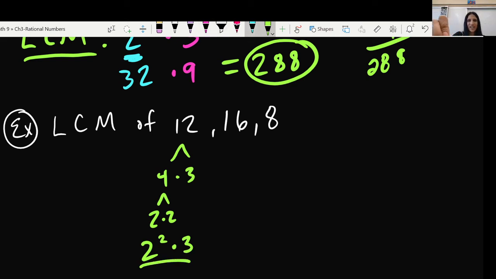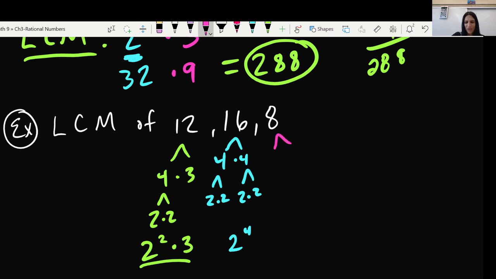I'm going to do the next one in a different color so we can keep track of it. This would be 4 times 4, and this would be 2 times 2, and this would be 2 times 2. So I would end up getting 2 to the 4 in this case, which maybe you already knew, but that's okay. We went through it. Here we'd have 2 times 4, and here we'd have 2 times 2. So this one ends up being 2 to the 3.